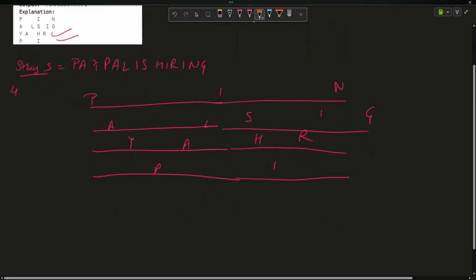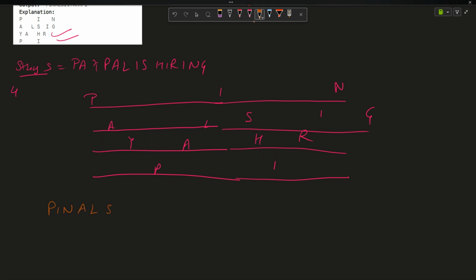That is, the first row is PIN, so it will be PIN concatenated with the second row, that is A L S I G, concatenated with the third row, that is Y A H R, and the last row is P I. This is your answer with no spaces, right? With no spaces. You have to give me this string.